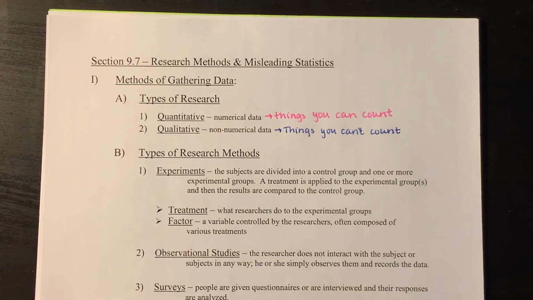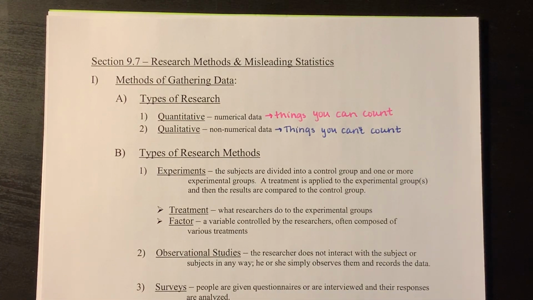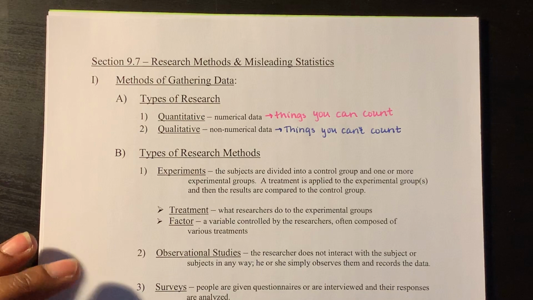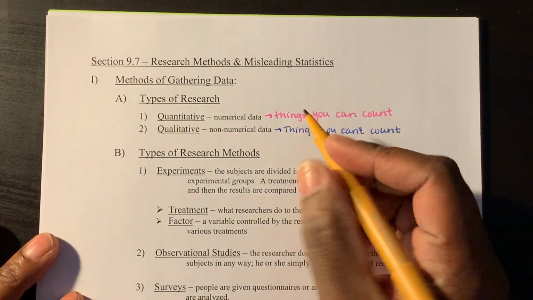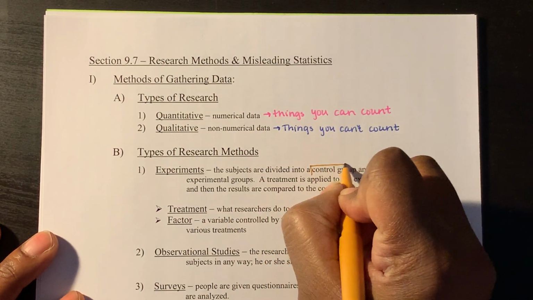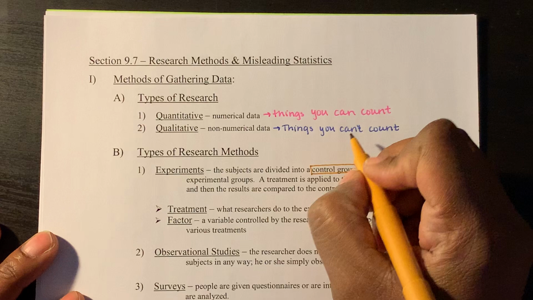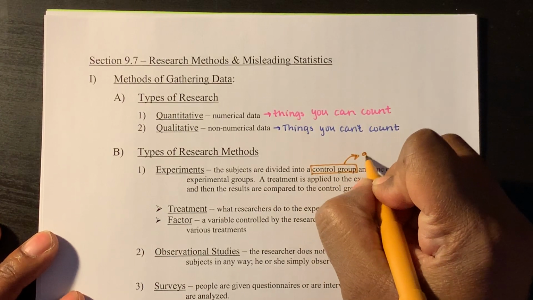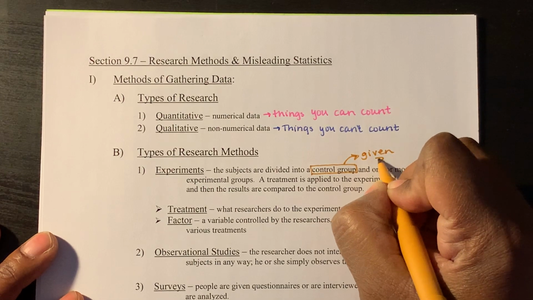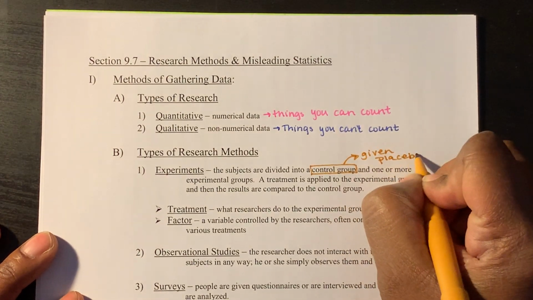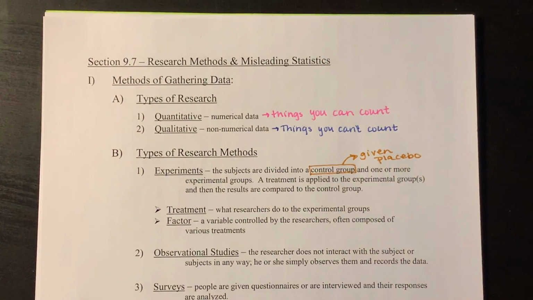Okay, so research methods, there's going to be experiments. Experiments are things where the subjects are divided into controlled groups. Your control group is the group that is given the placebo. Placebo meaning the fake treatment. So that's what you want to watch for to see if it's an experiment.